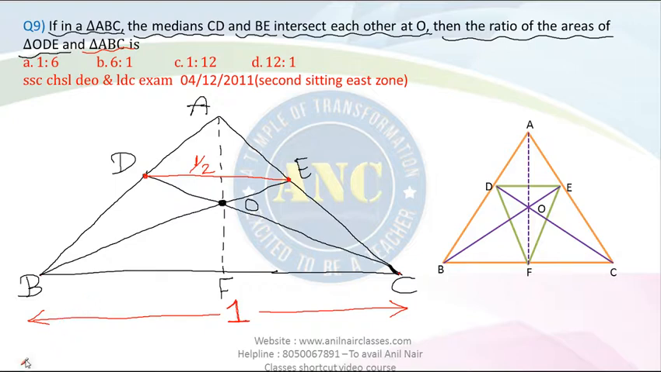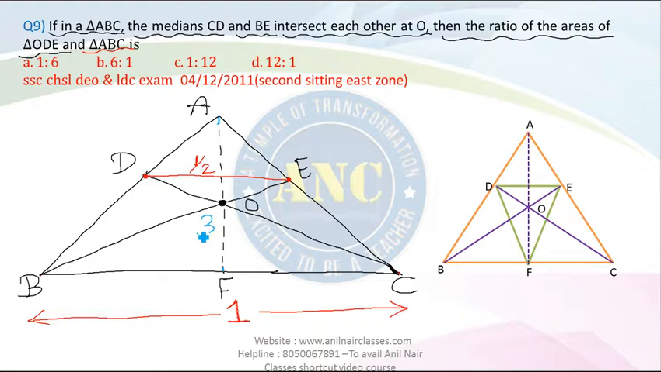Now similarly I can also do like this. Suppose for example this median I have constructed, AF. This entire median is AF. Now AF is the entire median. This entire median I will call it as 3 units.